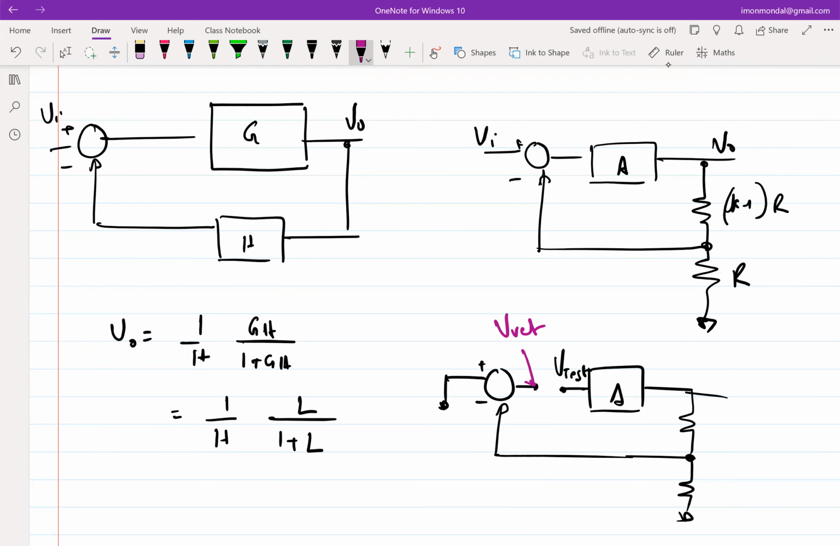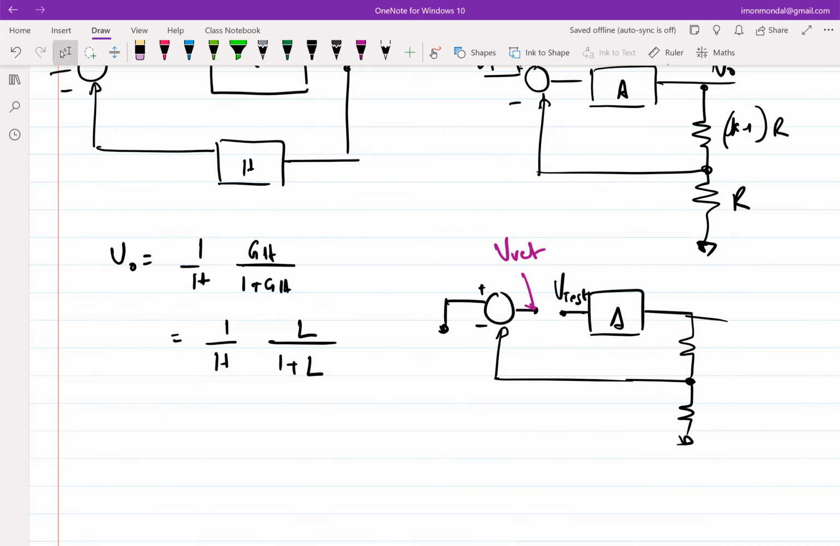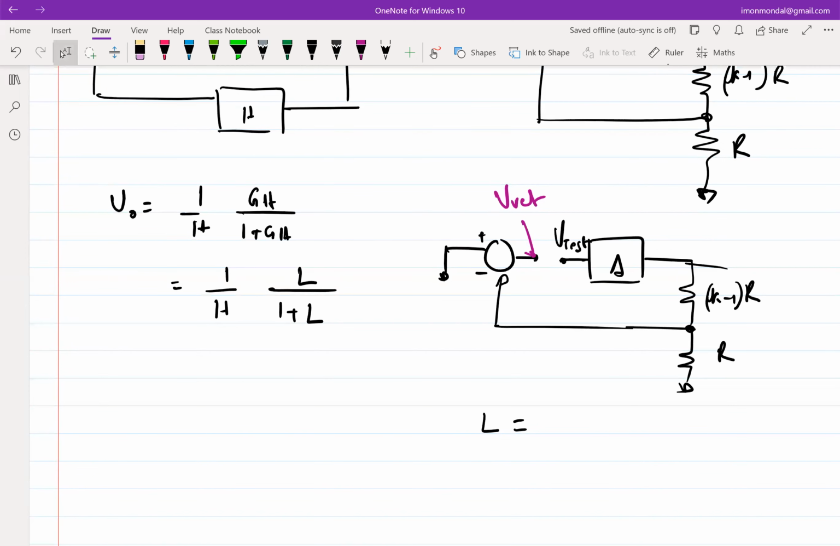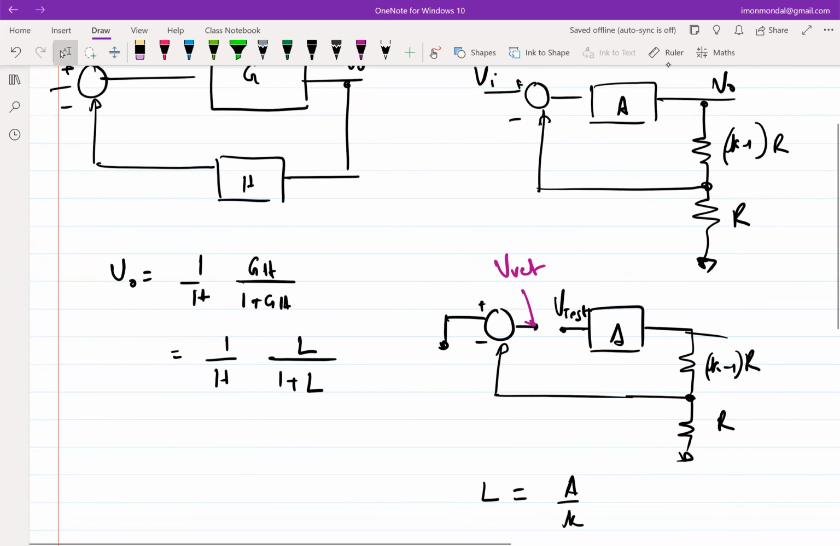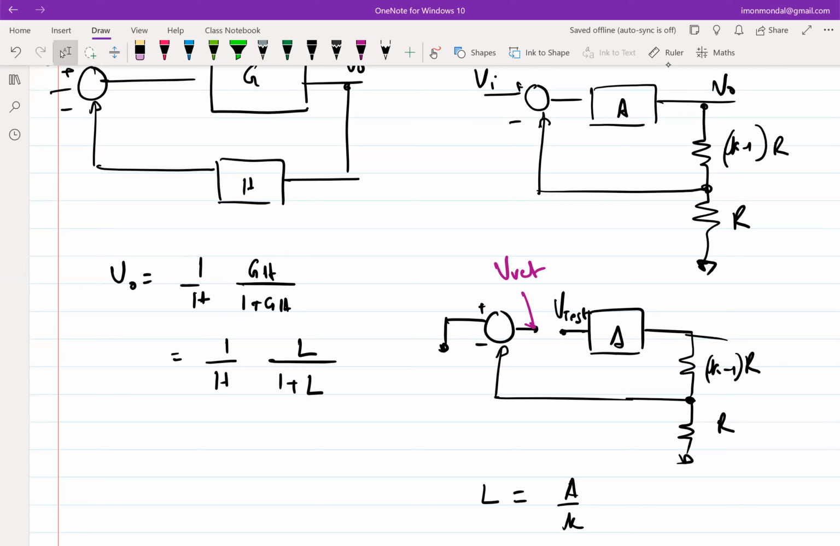So if I can express V return in terms of V test, then the ratio of V return over V test, negative of that, is the loop gain, right? So what is the loop gain in this case? A by K, right? Loop gain is A by K. Now that we know loop gain, let's say we want to figure out H. How will you figure out H experimentally? L tends to infinity. Great.